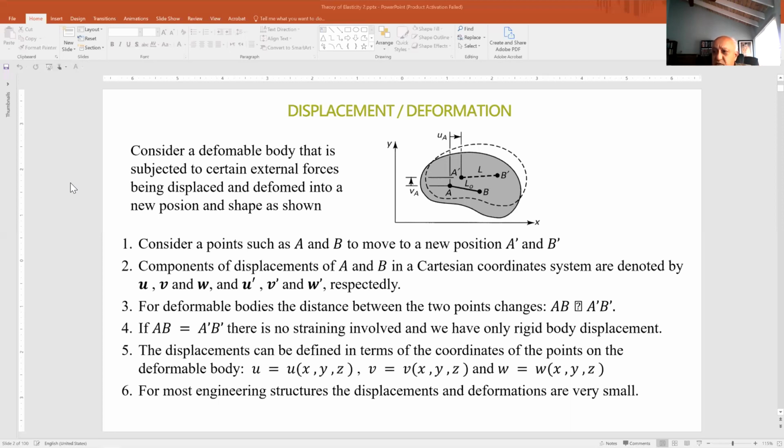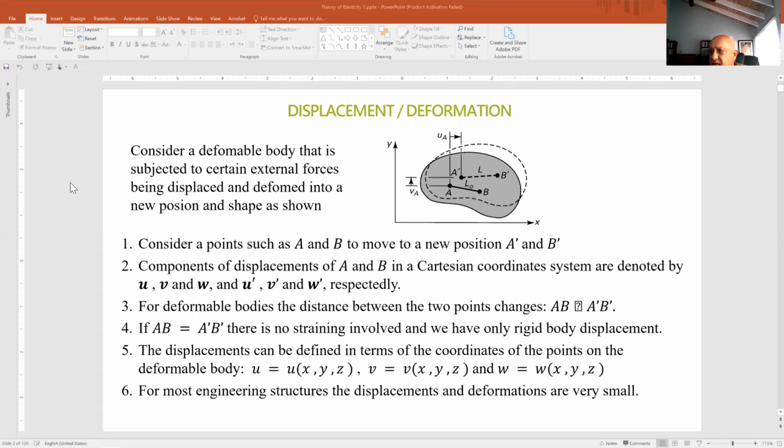That displacement could be the result of deformation of the object, or simply as a result of rigid body motion of the object, if the body is just being displaced from one location to the other location without any deformation. So be careful with the displacement as being defined. It doesn't mean deformation of the body. It comprises both the deformation as well as rigid body displacement.